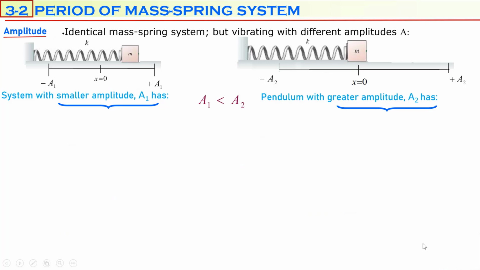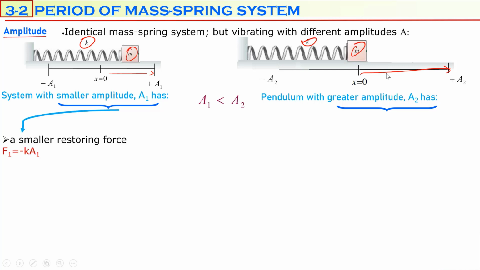And last quantity is the amplitude. So identical mass spring systems, K's are the same, springs are the same, identical springs. Even masses are the same. Only we changed the amplitude. First system is vibrating with a smaller amplitude. Second system is vibrating with a greater amplitude.